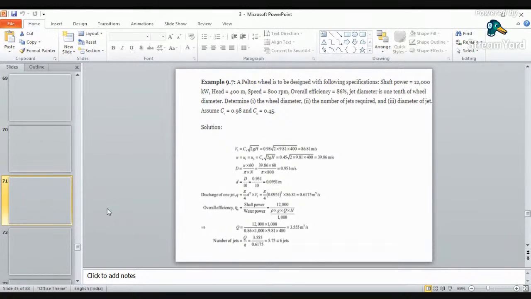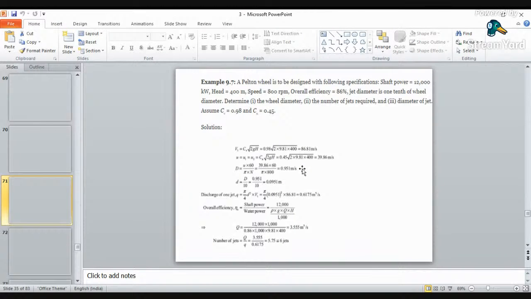Then you have to find out the number of jets. So before going to number of jets, you must know about the D. So D will be calculated as U into 60 divided by pi into N. So you will get your U as 0.951, divided by 10. That is your D. Then discharge of one jet can be calculated as pi by 4 D square.